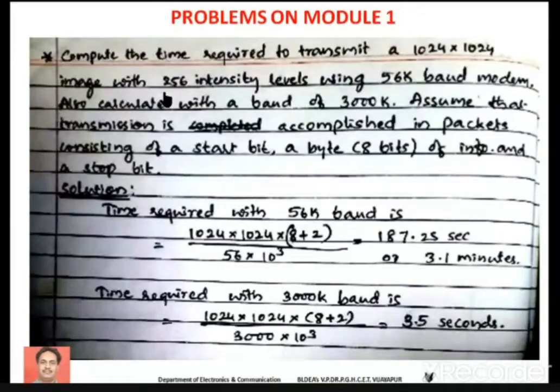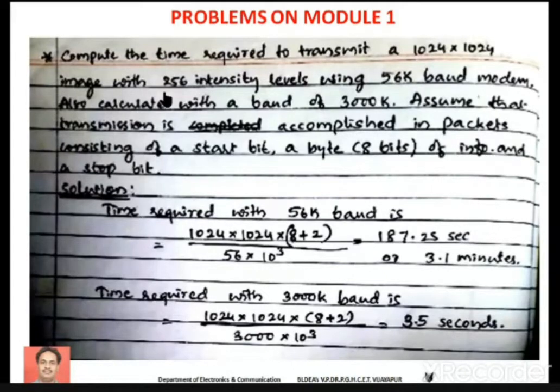Okay, then he says that you have to repeat the same by using a modem of speed 3000 K. And also he says that the transmission is accomplished in packets consisting of a start bit, a byte of information, and a stop bit. Okay, now can you think how to calculate the total time required by using modem of a specific speed?